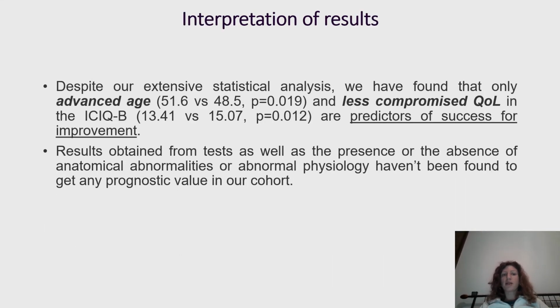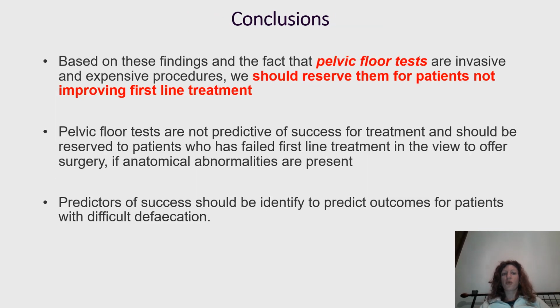Interpretation of the results: despite our extensive statistical analysis, we have found that only advanced age and less compromised quality of life in the ICIQ-B are predictors of success for improvement. The results obtained from the tests, as well as the presence or absence of anatomical abnormalities or anorectal physiology, haven't been found to have any prognostic value in our cohort of patients.